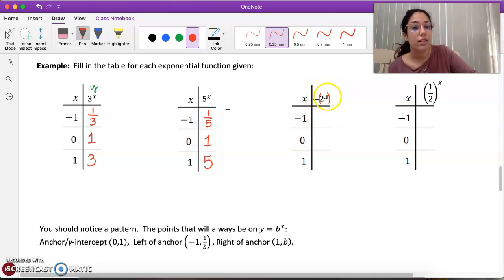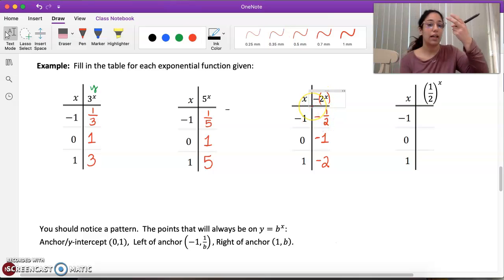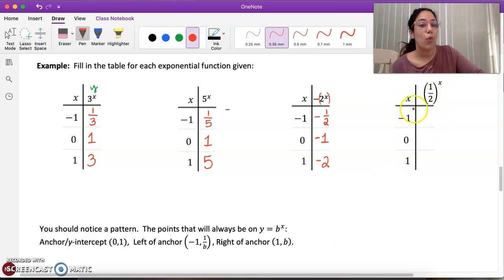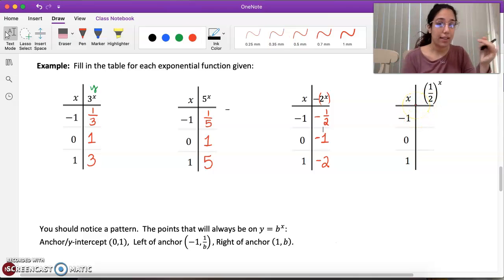So 2 to the 0 power is 1, and then you negate it, which is negative 1. Then 2 to the first is 2, so it's negative 2. And then 2 to the negative 1 is 1/2, so it's negative 1/2. Everything just got negated. That's it. And then 1/2, this is a base that is less than 1. So you'll see what happens a little bit different, but same process.